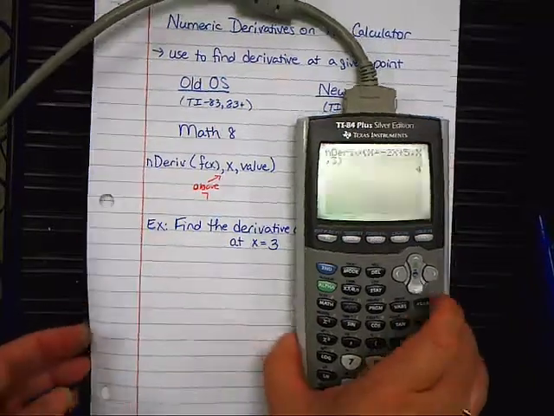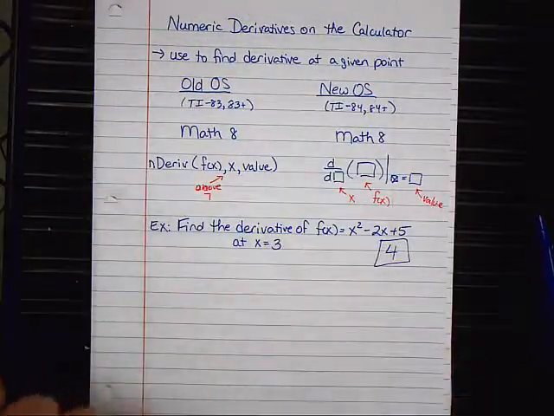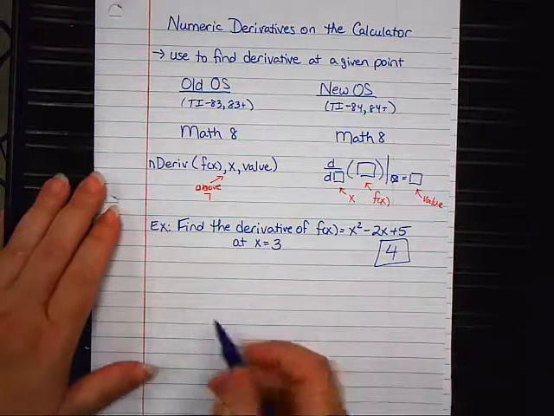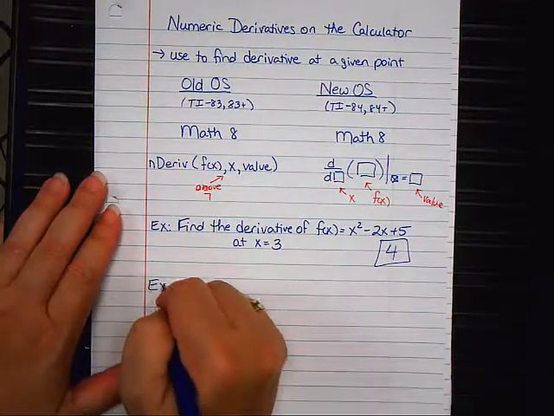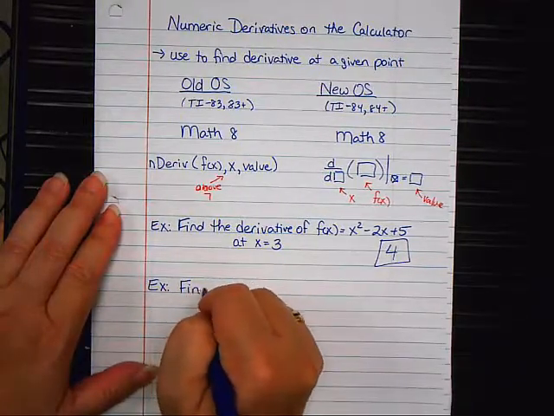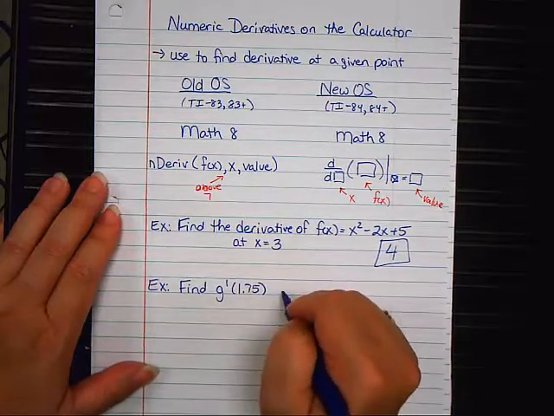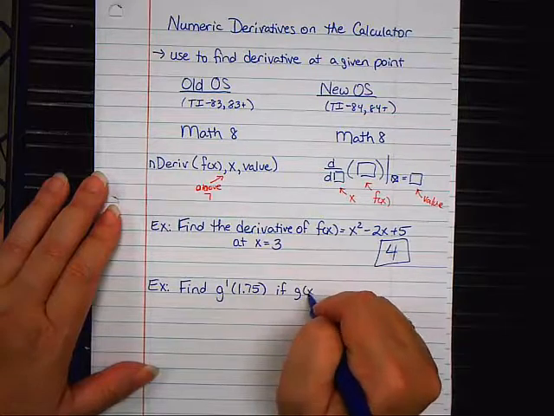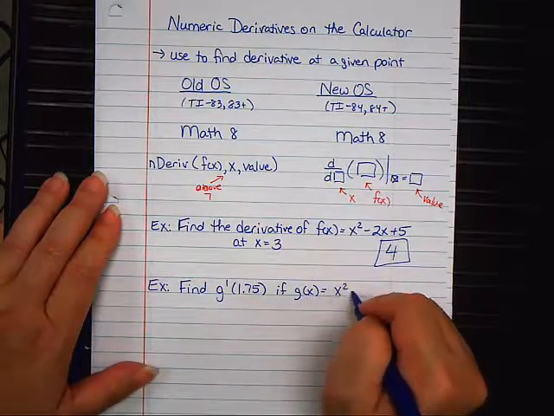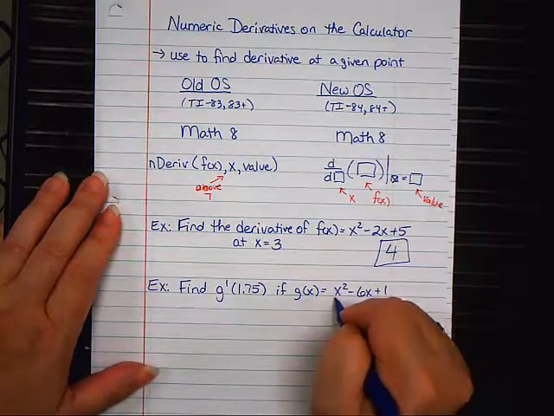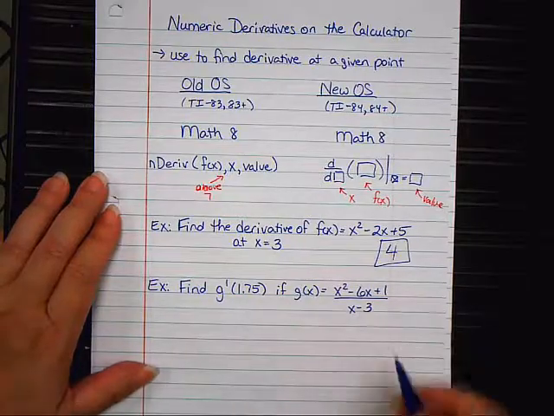Let's try another one. I'm going to do this one a little bit differently. We're going to find g prime of 1.75 if g of x equals x squared minus 6x plus 1 over x minus 3.